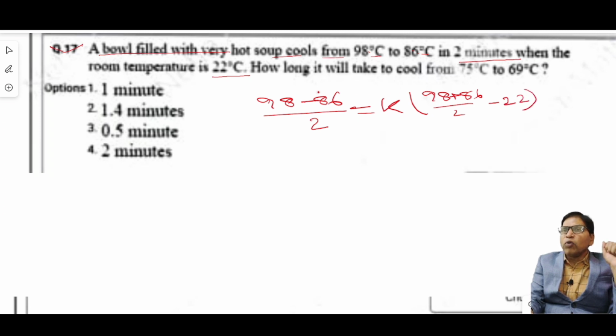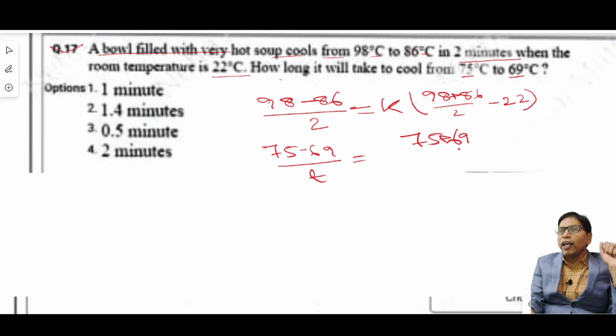Okay. Now, how long does it take to cool from 75 to 69? Now, 75 minus 69, this divided by T, this equals, now look at this, 75 plus 69 by 2, whole divided by this minus 22, this into K. Okay, no problem. Now look at this, 98 minus 86, so this is 12. 12 by 2, this is the 6.